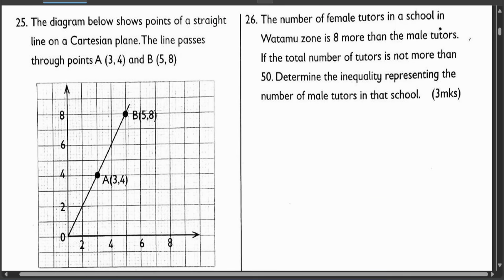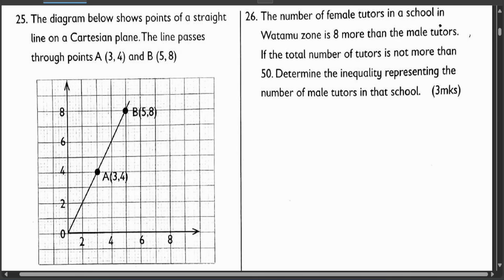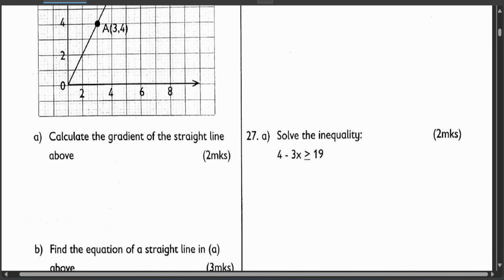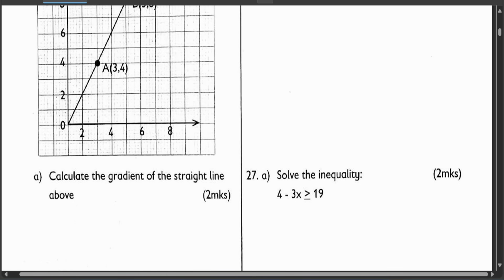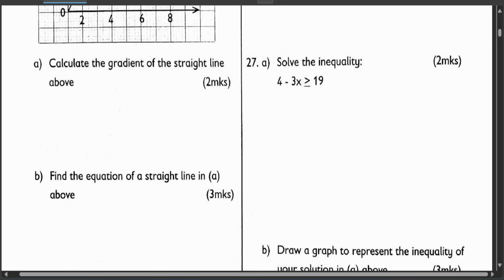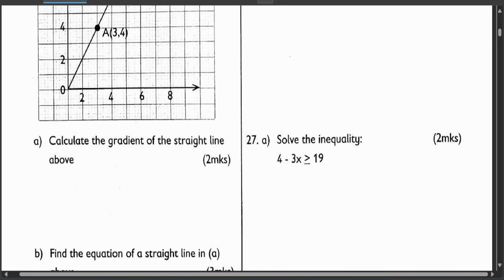Question 25: the diagram below shows points of a straight line on a Cartesian plane. The line passes through points A (3,4) and B (5,8). So most probably the question is asking you about the gradient or the equation of a straight line. Question A, calculate the gradient of the straight line. And question B, find the equation of the straight line.